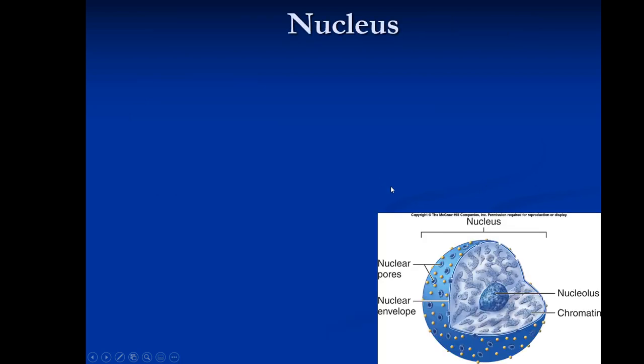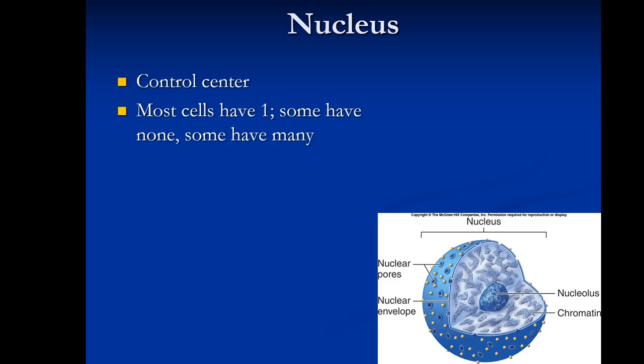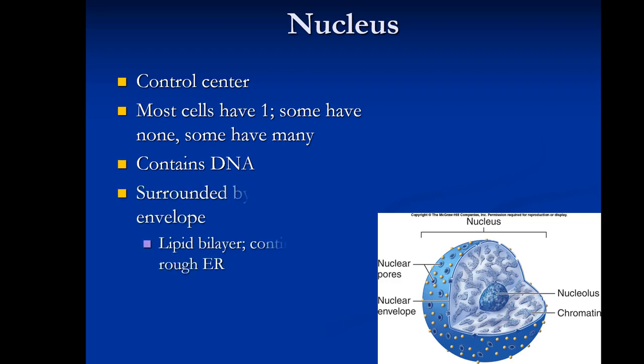All right, now finally moving to the nucleus, the control center for the cell. Most cells have one, some have none, and some have many, like skeletal muscle, which has a lot of nuclei. It contains DNA, the genetic material, and it's surrounded by the nuclear envelope. The nuclear envelope, if you look closely, is also a lipid bilayer, very similar to the cell membrane.